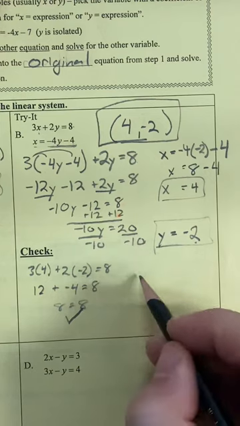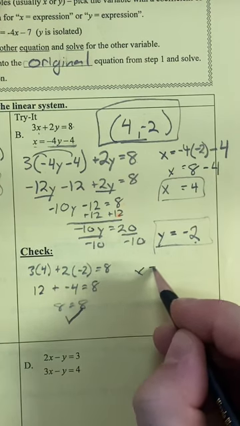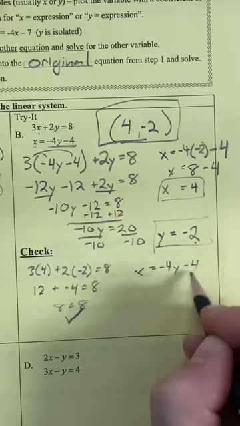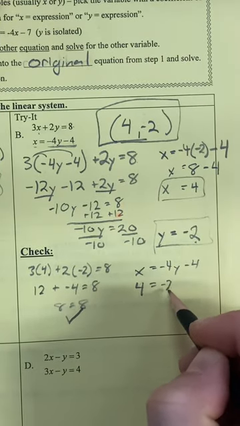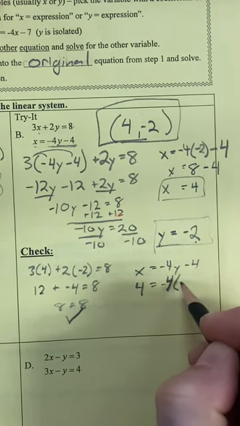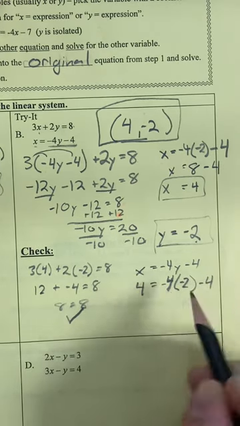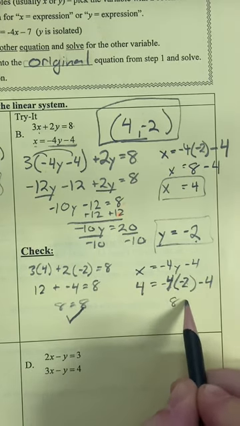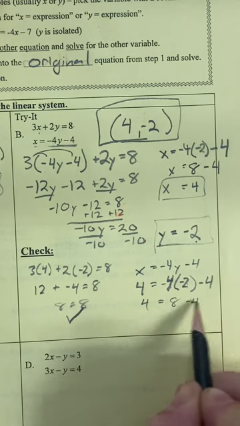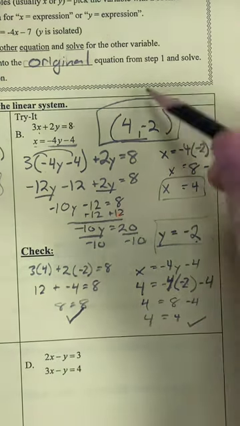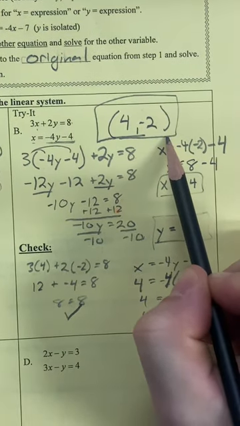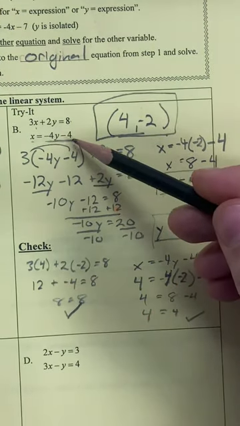And now I need to check it in my second equation. x equals negative 4y minus 4. So my x is 4. My y is negative 2. Negative 4 times negative 2 is 8. 8 minus 4 is 4. 4 equals 4, so that checks out, which means we're all good. This (4, negative 2) is the solution to this system of equations.